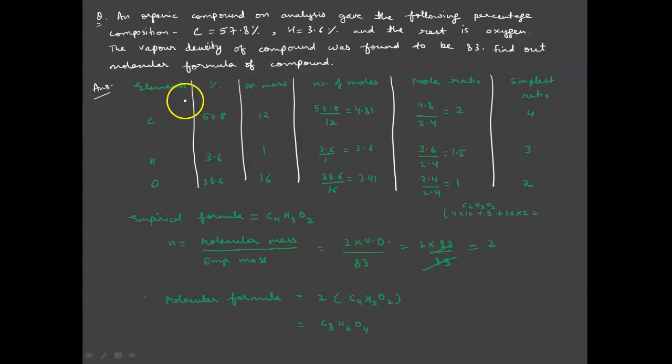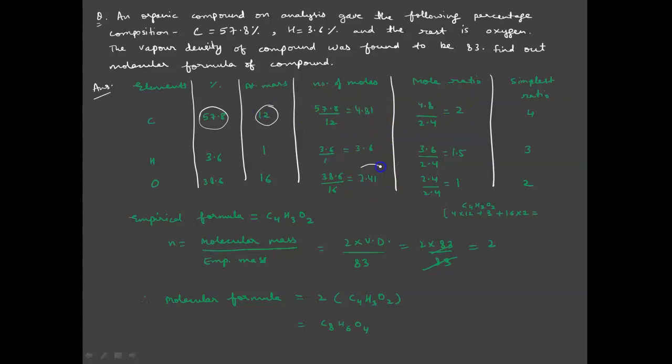Here we draw again the same table: element, percentage, atomic mass, number of moles, mole ratio and simplest ratio. We have the elements C, H, O. C is 57.8, H is 3.6, O is 38.6. Here the atomic masses are 12, 1, 16. Now number of moles is mass upon molar mass. We will take the percentage as mass, and this is the atomic mass. So 57.8 upon 12 is 4.81, similarly 3.6, and 2.41.